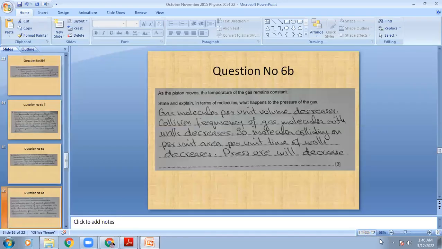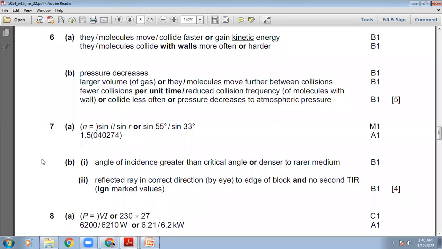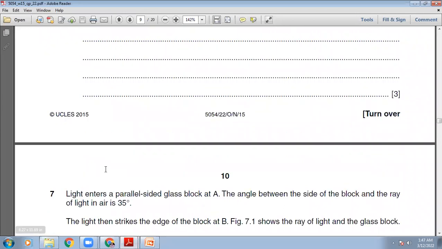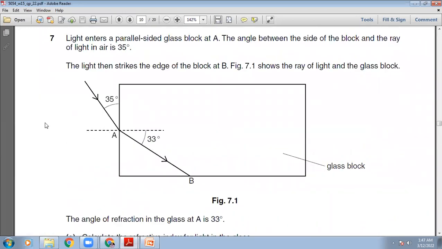So let's have a look at the marking scheme. It's very important to always check your answers with the marking scheme. So the pressure decreases, larger volume of gas or the molecules move further between collisions, fewer collisions per unit time, reduced collision frequency of molecules with the walls or collide less often, or pressure decreases to atmospheric pressure. Okay. So that was question number 6. I think next is question number 7.